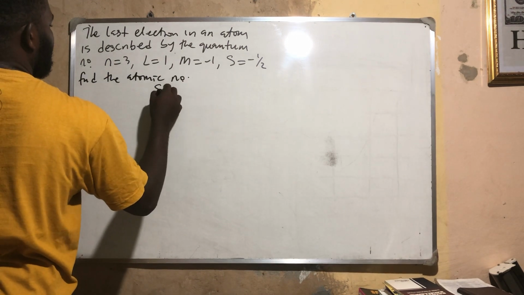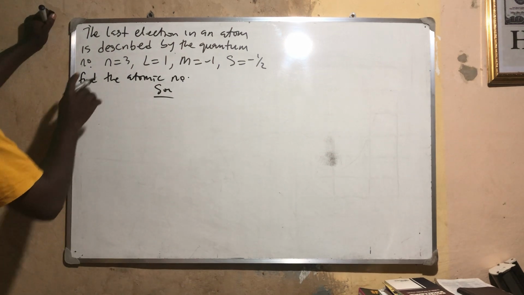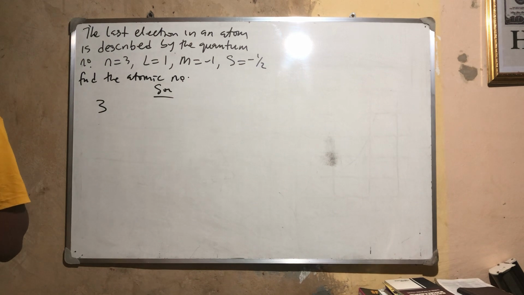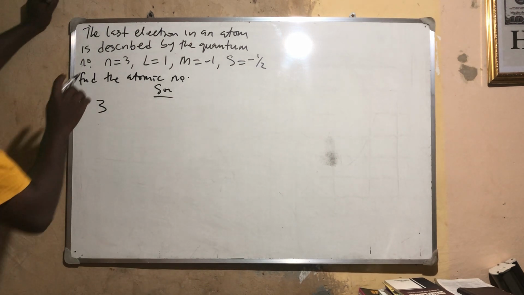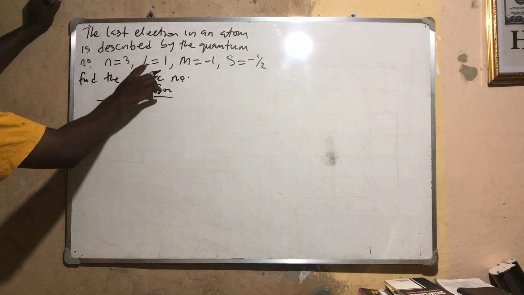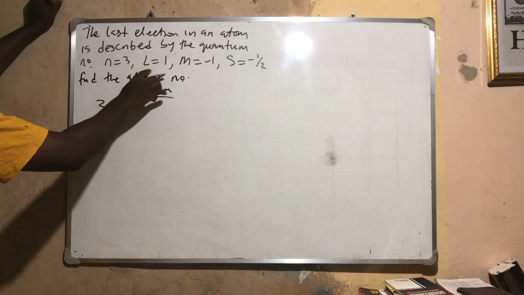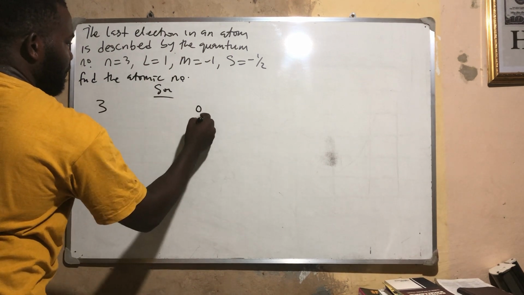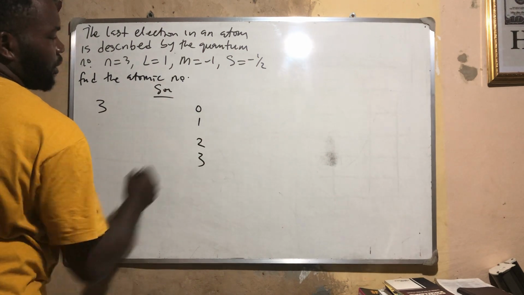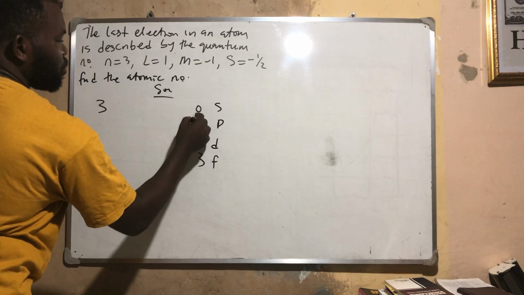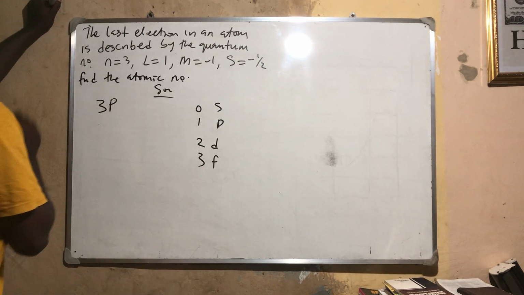Solution. If the principal quantum number is 3, that's the coefficient 3. The azimuthal quantum number, or subsidiary quantum number, is 1. I told you azimuthal quantum number ranges 0, 1, 2, and 3 for s, p, d, and f. So since it is 1, it is for p. So this is just 3p.